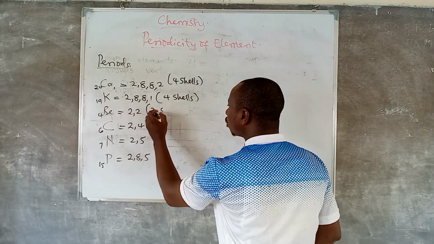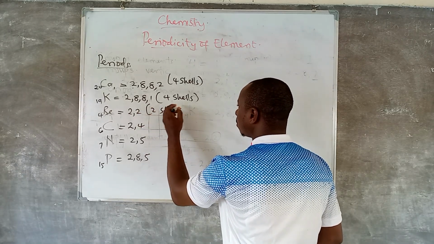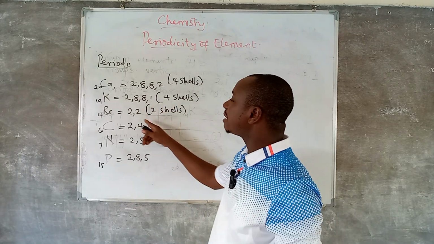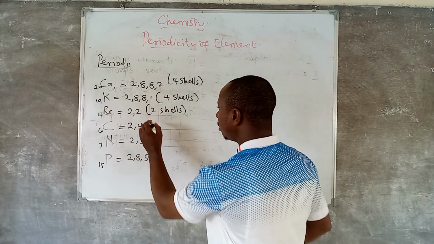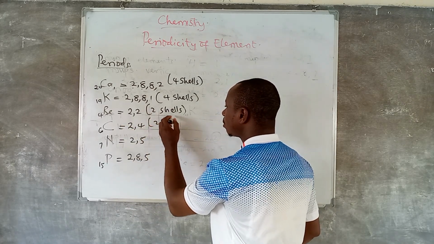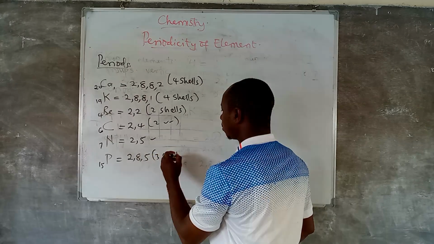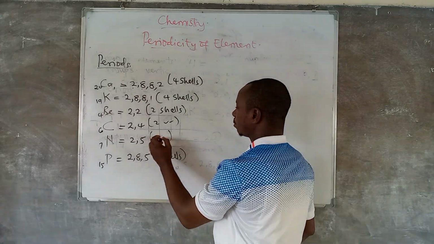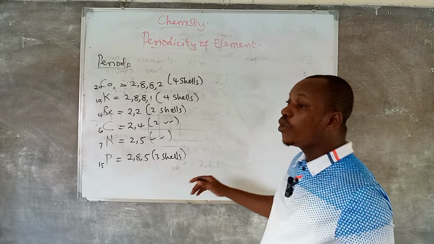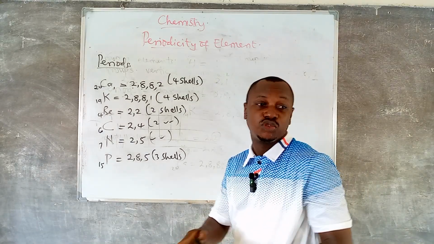Beryllium has 2 shells, so beryllium is qualified to be placed in period 2. This one has 2 shells, this one 2 shells, and this one is what? 3 shells. Which means without being told, this is how to do it.